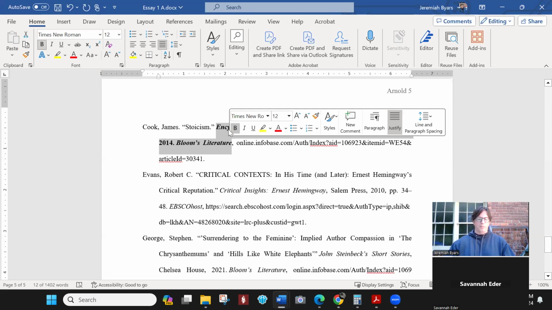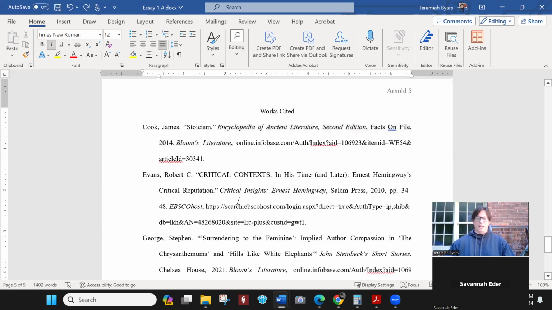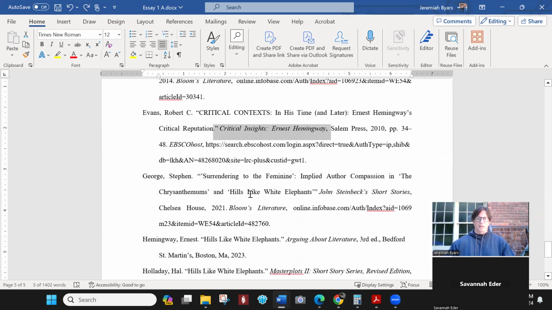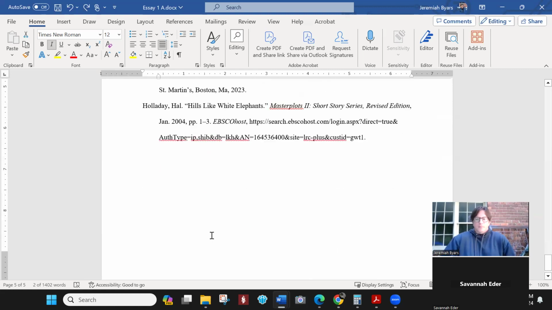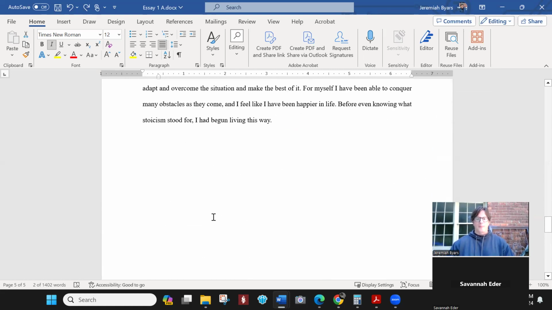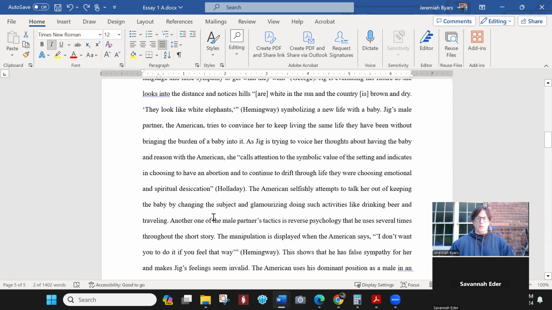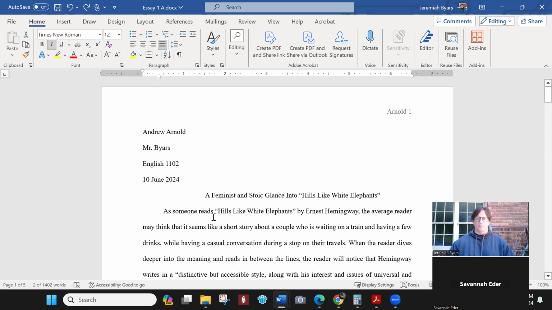are all in italics. Okay, that's it. I mean, it does exactly what it's supposed to be doing. All right, so this is what an A paper looks like.